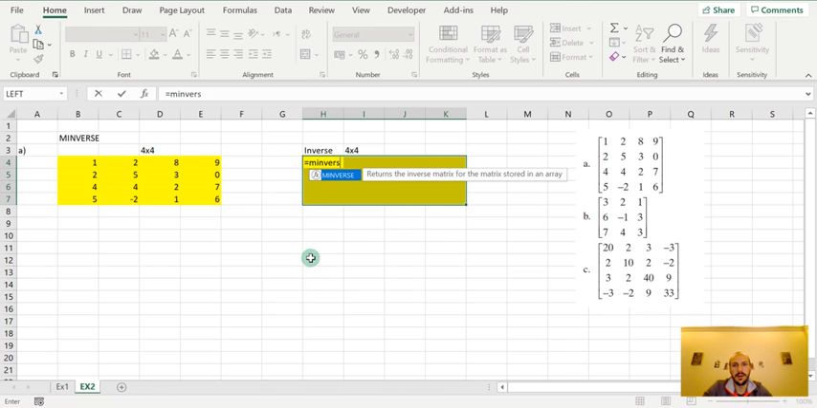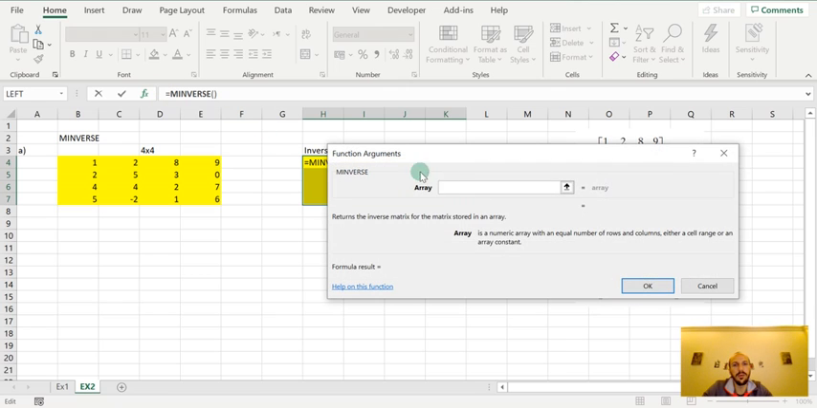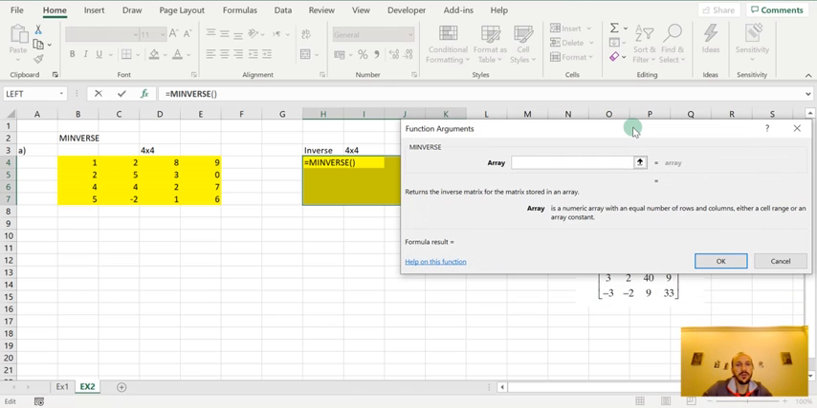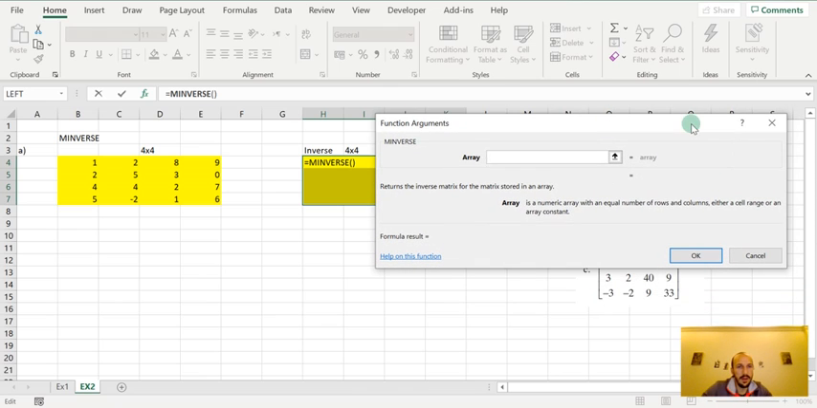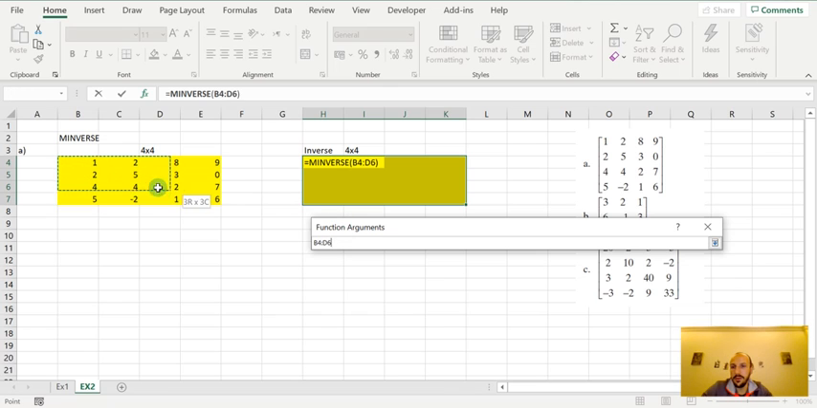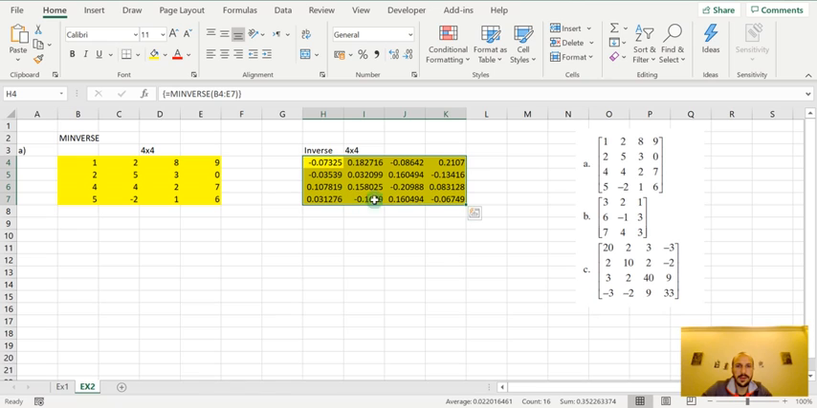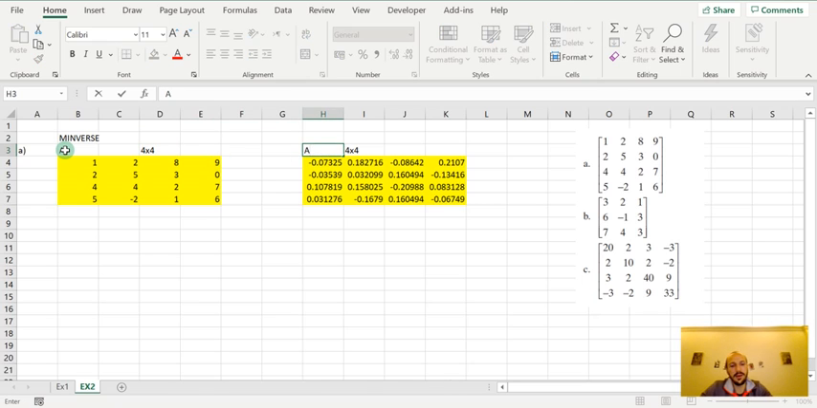So let's select again the 4 by 4 matrix where the result will go, and click on M inverse, and you can now click on this. Excel will ask you what is the array, meaning the table, meaning the matrix that you will be using to calculate the inverse of your matrix. Again, Control Shift Enter, and you will get the inverse of the first one. So if this was A, capital A, this one is A minus 1. This is the inverse matrix.